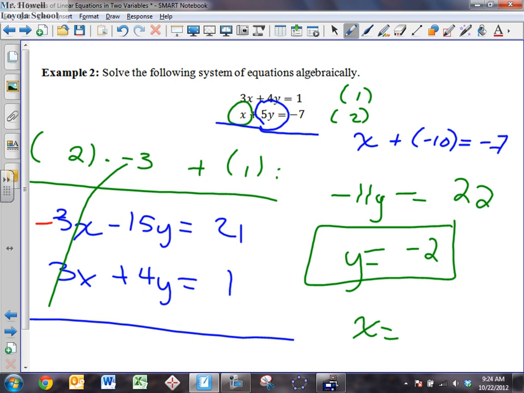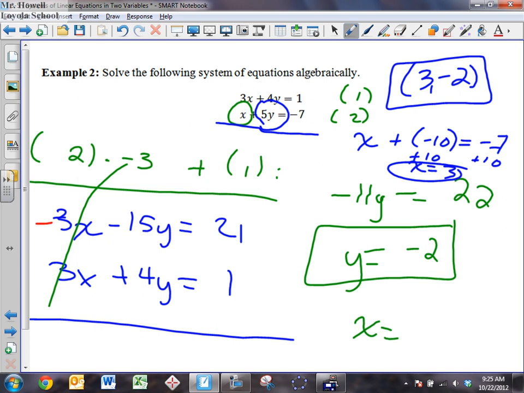It makes it easier. Nick, what do we get? Tell me what do we get first. Negative 17. Be careful. It's -10. 3. Thank you. Okay, x equals 3. X equals 3. As an ordered pair, I write it as 3, comma, -2.